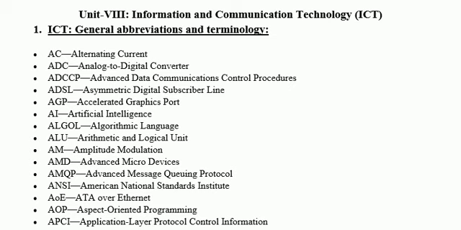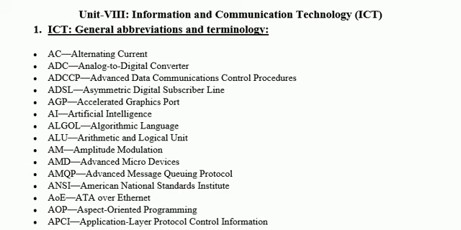Then the next one is ADCCP, advanced data communication control procedure. It is one type of protocol. The next one is ADSL, asymmetrical digital subscriber line. It is simply a digital signal. Mostly we use this signal in telecommunication systems, or in a modem.